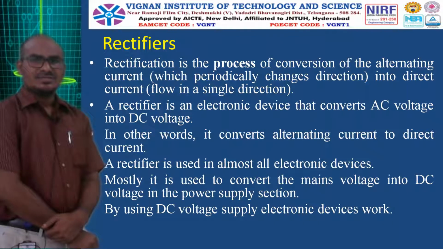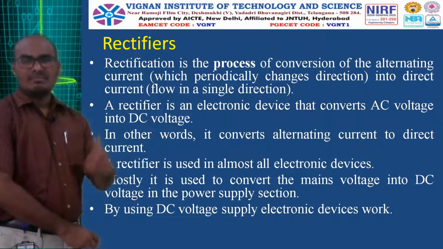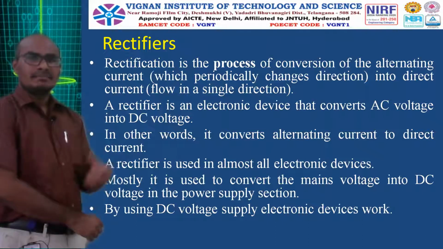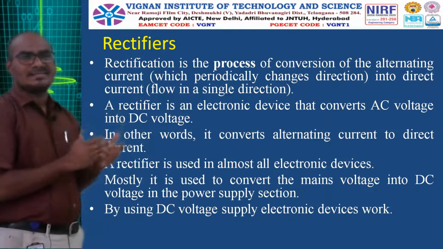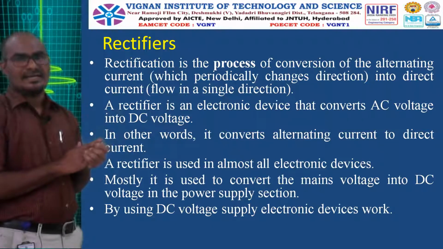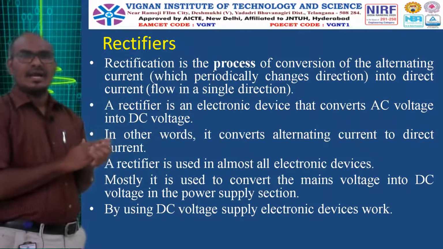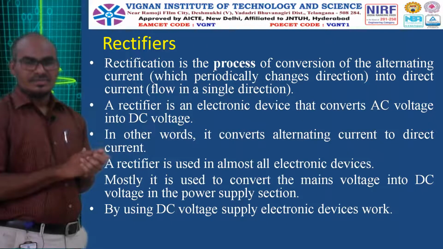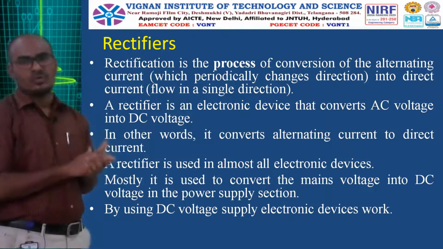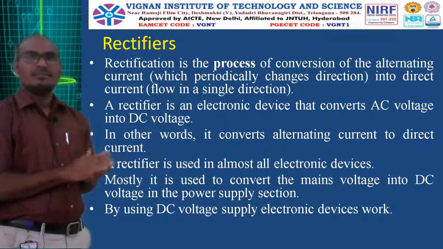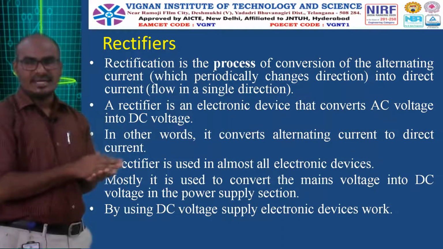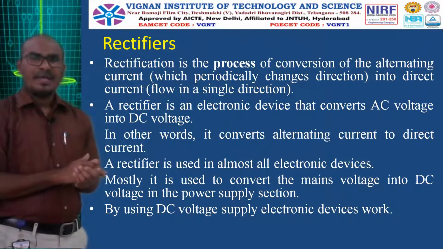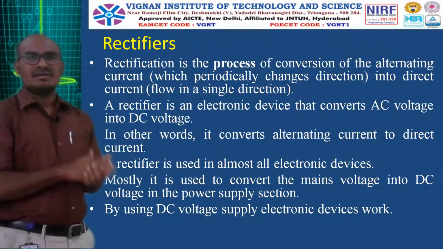Mostly it is used to convert the supply voltage or the mains voltage into DC voltage in the power supply section. Because in the household, the supply we get is alternating current, coming with a voltage of 230 volts and 50 hertz frequency. All our electronic gadgets that we use in our daily life do not require that much voltage. Mostly they operate with lower voltages around 5 volts, or at the maximum they can go to 15 volts. And the main supply is of AC nature.